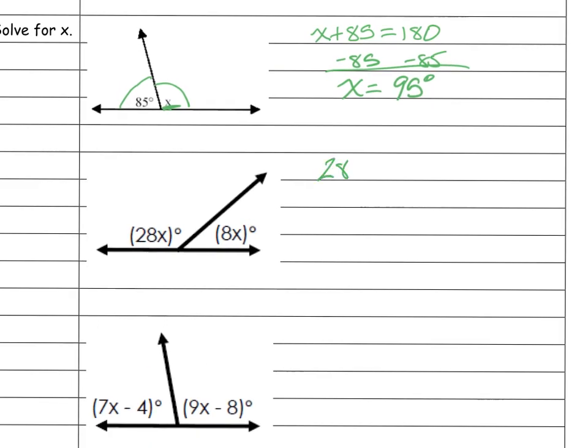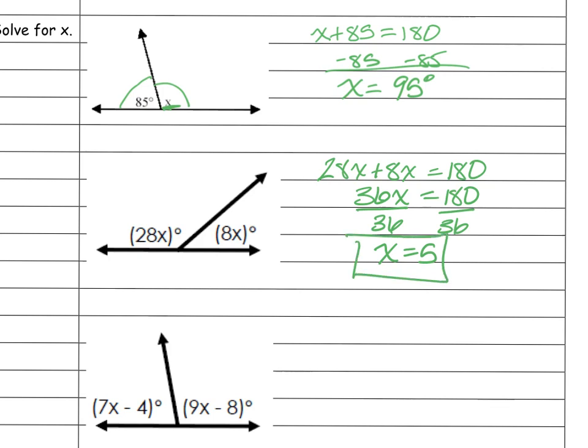I have 28x plus 8x equals 180. So 28 plus 8, 36, I think. 36x equals 180. And then what am I going to do? Right, divide by 36. Good job. So 180 divided by 36 is 5. So x equals 5. And if I wanted to find out what the angles measure, I'm just going to take that 5 and substitute it in, right? Just like I did last time.